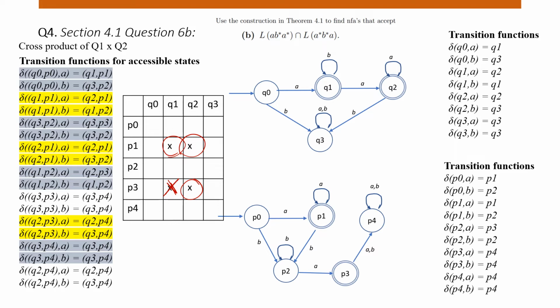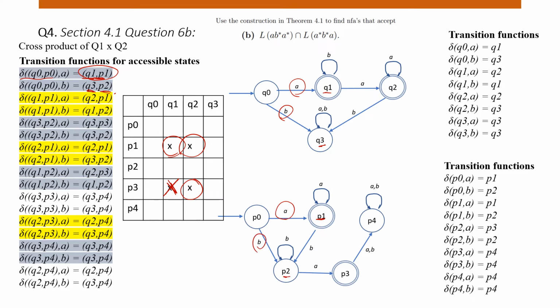You just start out by combining Q0, P0. You look at their transition functions here. Q0, P0 with an A: Q0 goes to Q1, P0 goes to P1. So Q1, P1 will then become another state in our DFA. We're going to have the transition from 0, 0 go to 1, 1. Then 0, 0 with a B, you're going to go to 3, 2. Q0 with a B goes to Q3, and P0 with a B goes to P2.